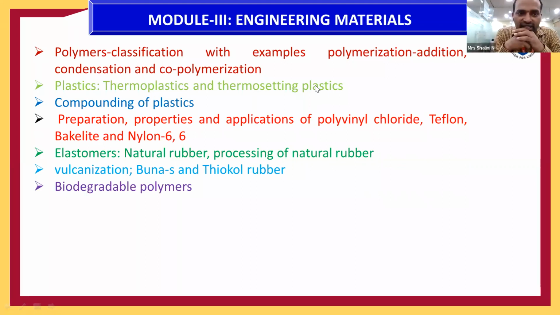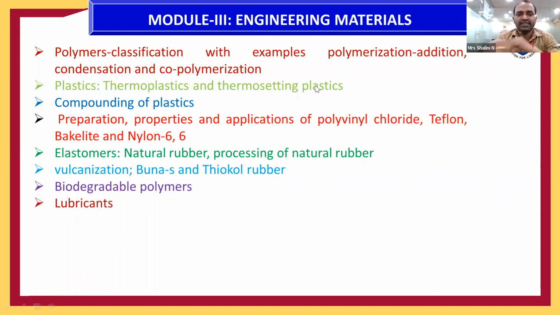In CAE 1, we have only four topics. One is polymerization, classification of polymerization, plastics, compounding of plastics, preparation, properties, applications of polyvinyl chloride, Teflon, bakelite, nylon 66, and next is the biodegradable polymer. We have only five topics. Today we will finish the first topic, that is classification of polymerization.